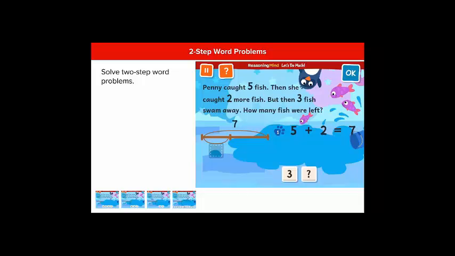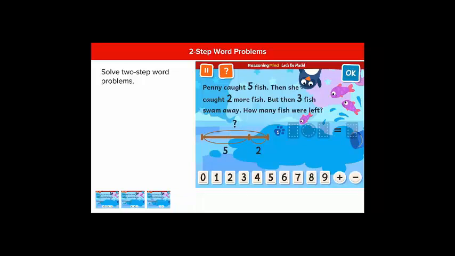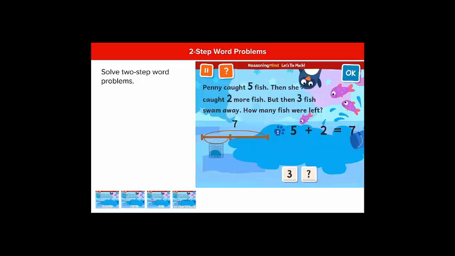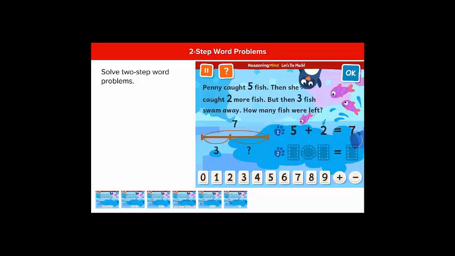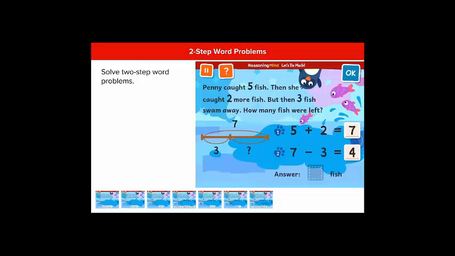And then we make a new model out of our existing model. So that question mark gets replaced with a 7. And now we make a model for the second step. So now 3 fish swam away. We don't know how many were left. And now we make an equation to solve the second part, 7 minus 3 equals 4. And then we drag the answer, which is 7 fish.